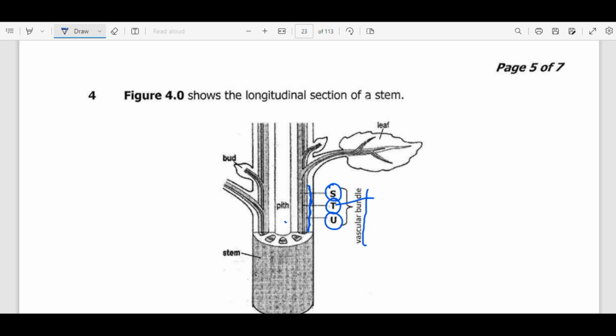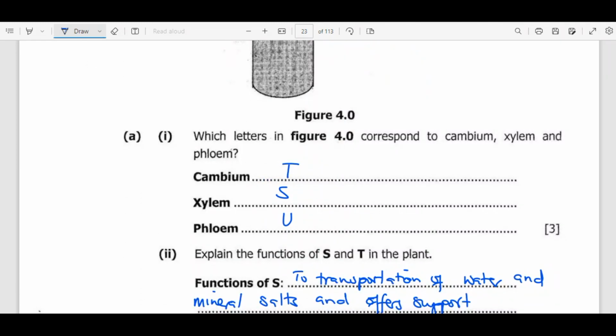Here we are saying that only water and mineral salts move from the roots going up, so they can't come down. In the event that we have food which has been produced by a leaf, food will either come down or go up, because food is supplied to all parts of a plant. So the answer is U. U is the phloem.